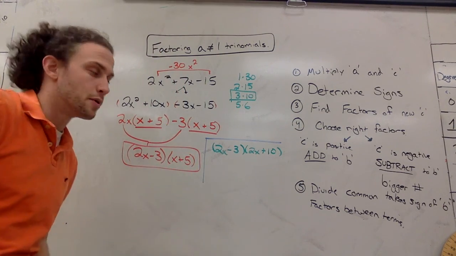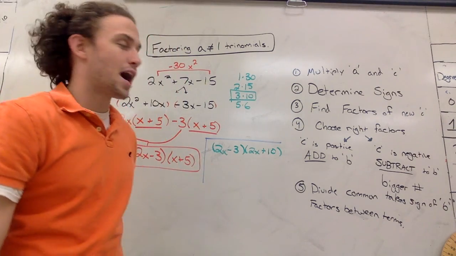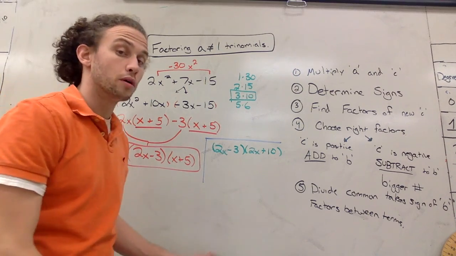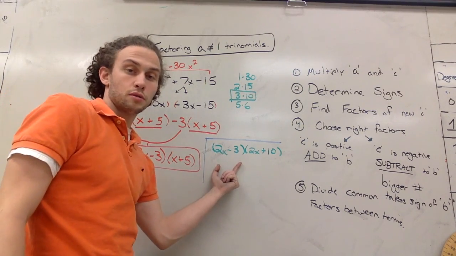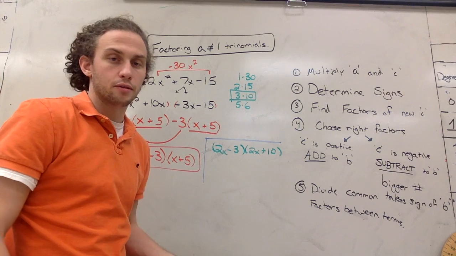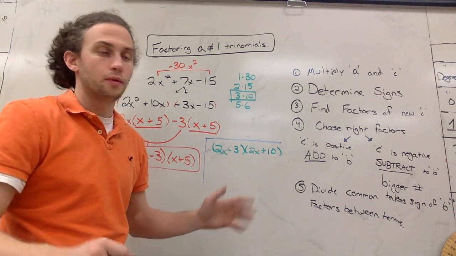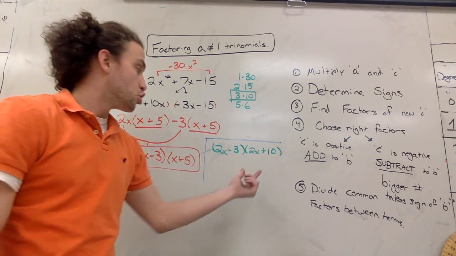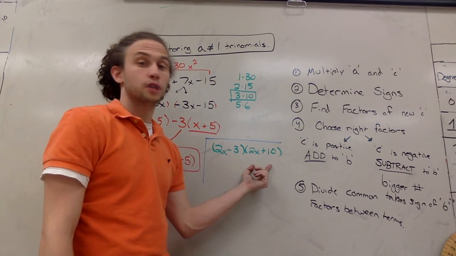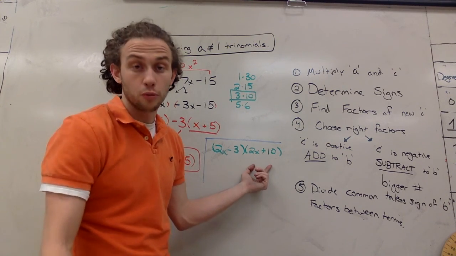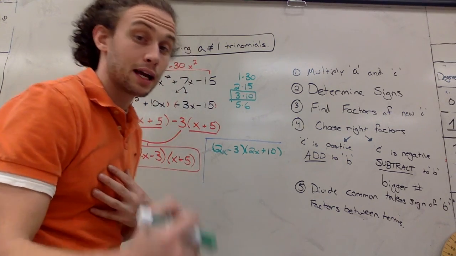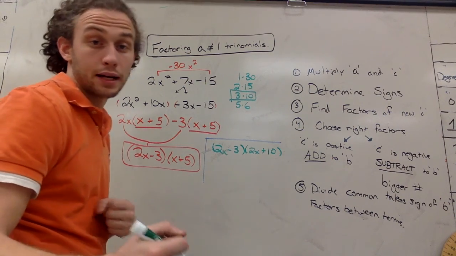And the last step here is to divide the common factor between these, if there is one. Now 2x minus 3, there is no common factor. 2, 3, nothing. So I leave it the same. 2x plus 10, those I can both divide by 2. So I can divide off that common factor. We don't factor it, we divide it.